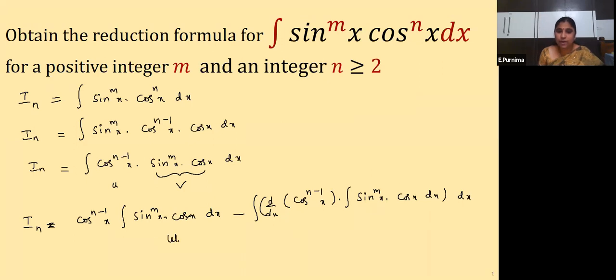So let sin x is equal to t. I am taking sin x as t. So if you differentiate on both sides, what happens? Cos x dx becomes dt. Clear? So let us substitute in that formula here.